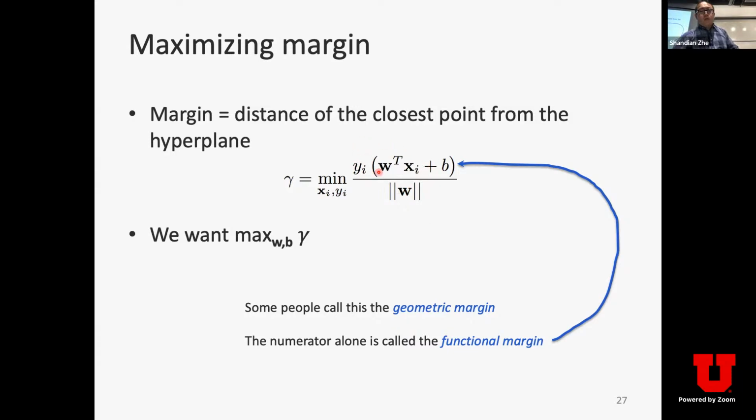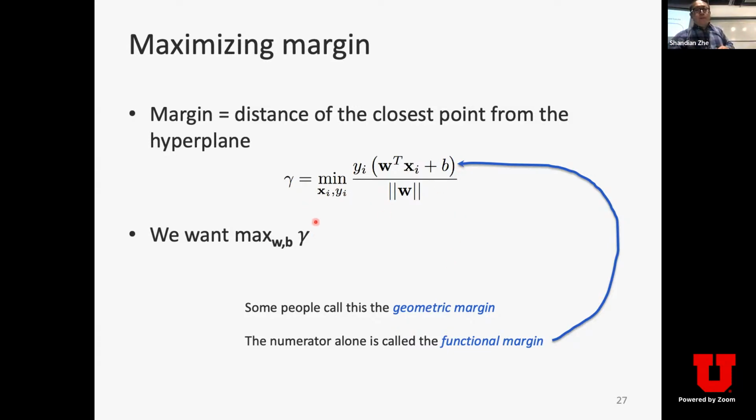The classification score here, the numerator, is usually called the functional margin. Just keep it in mind, because later we'll keep revisiting this numerator term, and I don't want to use a long phrase to explain it. I'll just call it the functional margin.